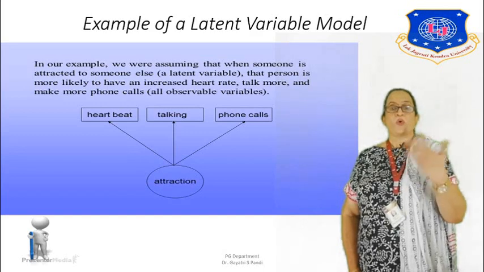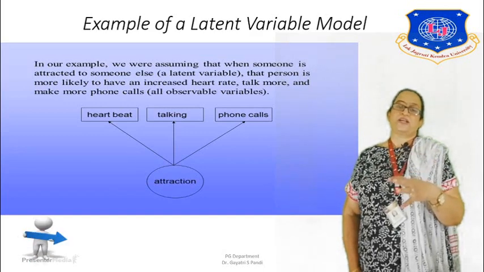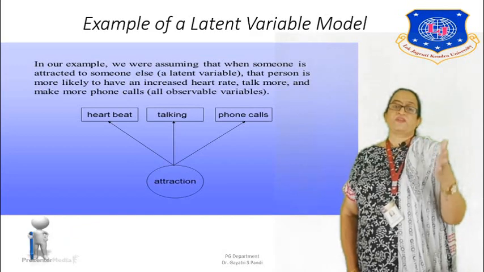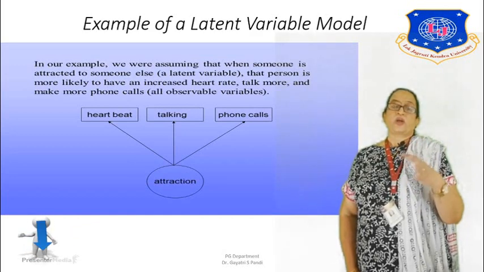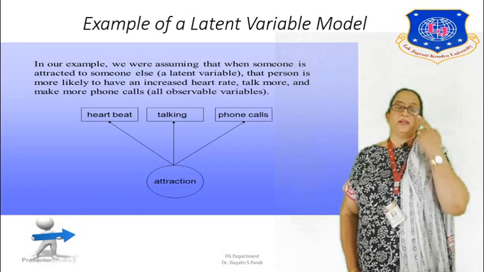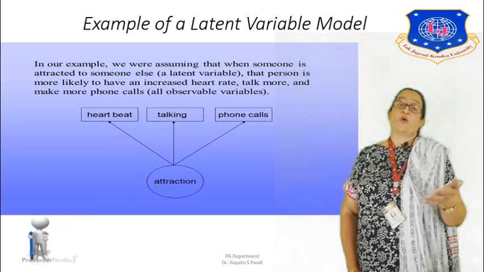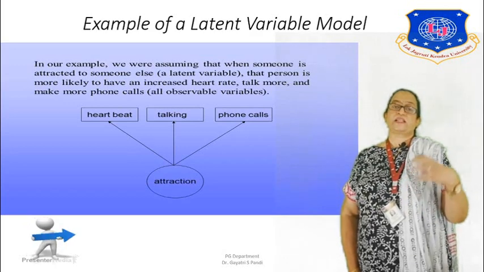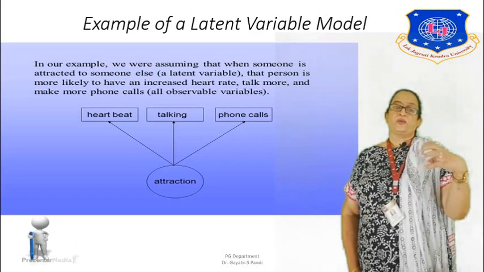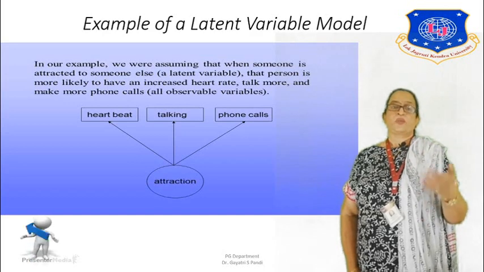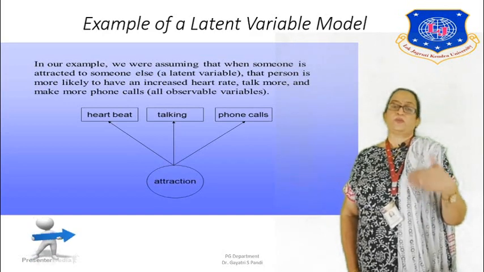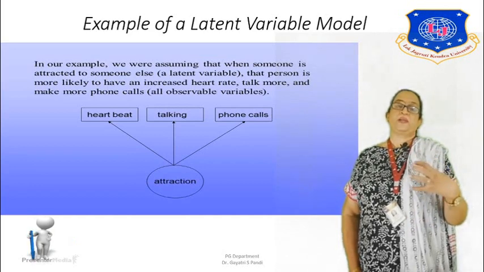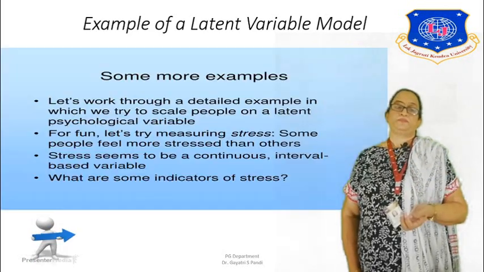They start talking more, and of course if they like each other, they make more phone calls. This is basically an observable variable. So, talking more is an observable variable, and making phone calls is also an observable variable. Attraction has basically three arrows going towards it: one is the heartbeat, one is talking, and the other is phone calls. So, this is one of the best ways to explain a latent variable model.